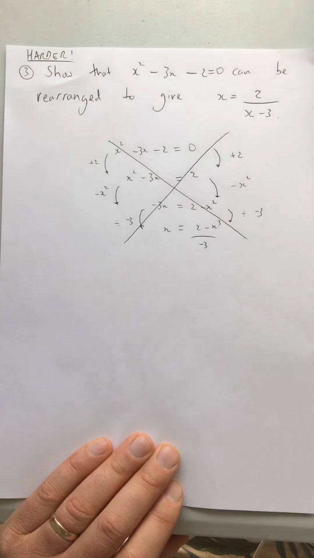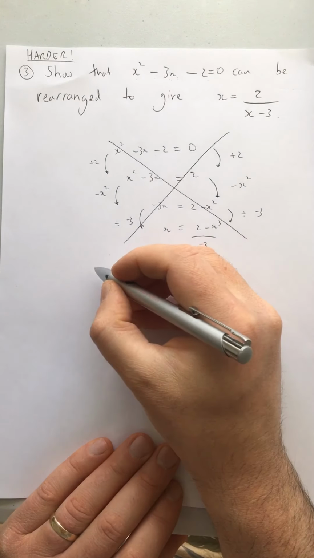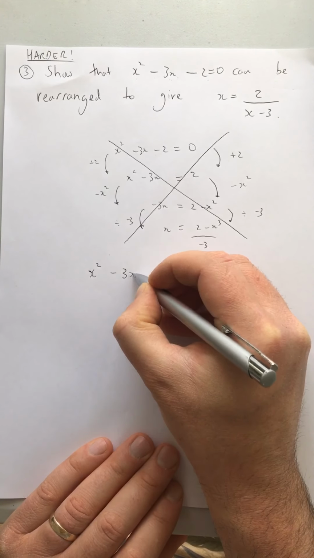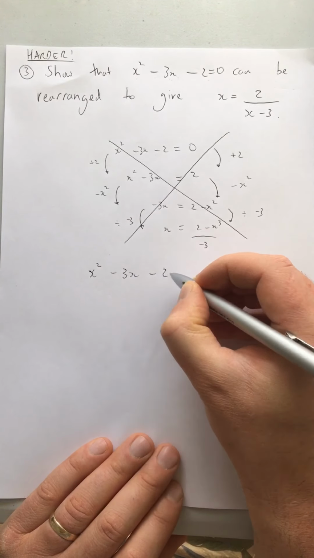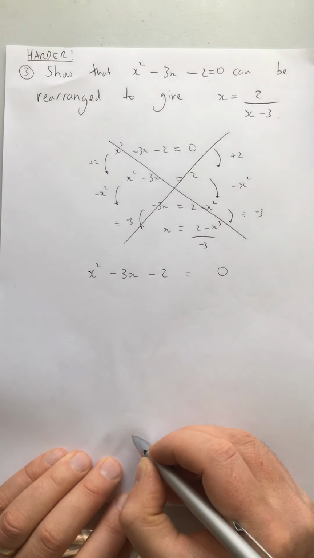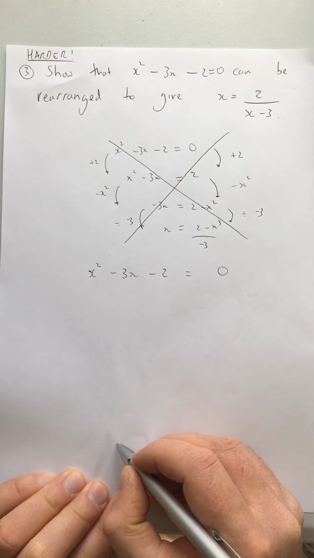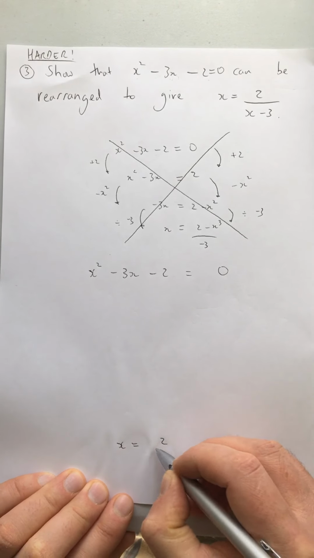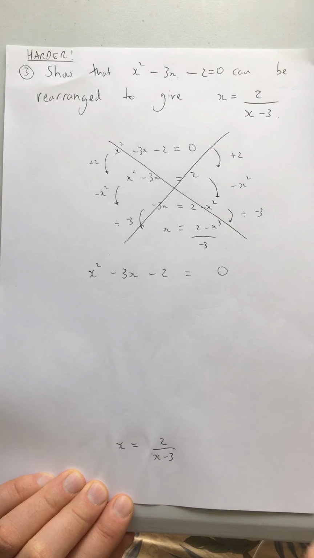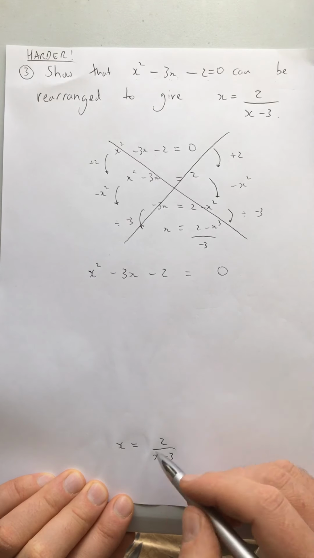Now what I suggest you do for this is work in reverse. Once you've done a few of these, you might be able to do them forwards, but what I always advise students to do is to say, right, that's what we start off with, and this is the point we want to end up at. So we want to end up at x equals 2 over x minus 3. Okay, so working in reverse, I want to get back to that point.